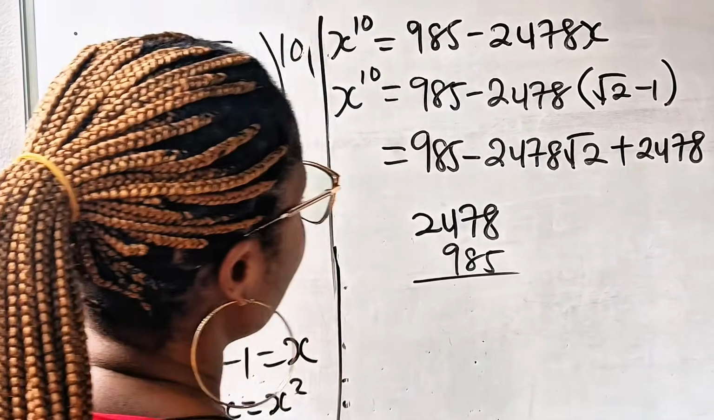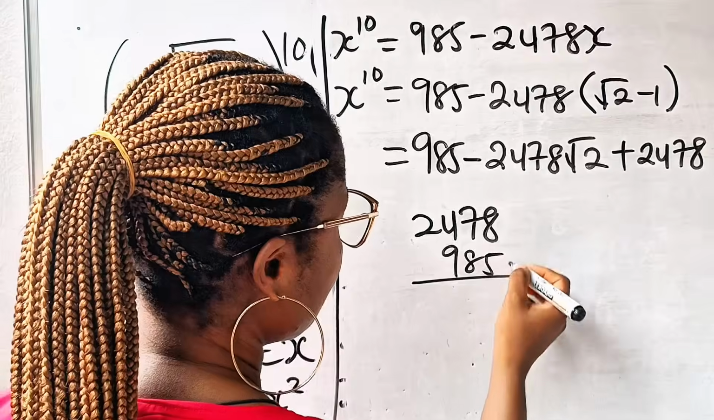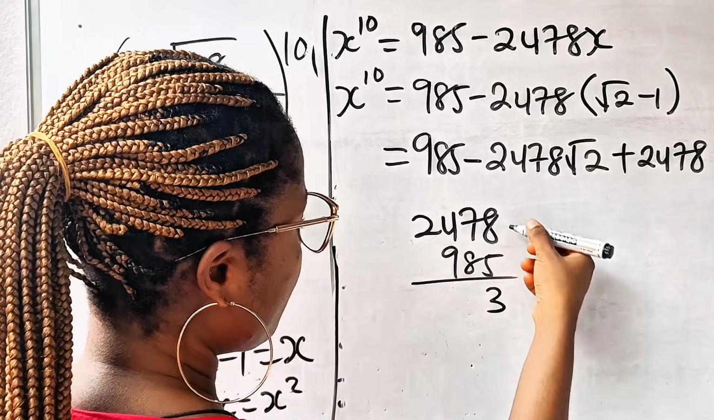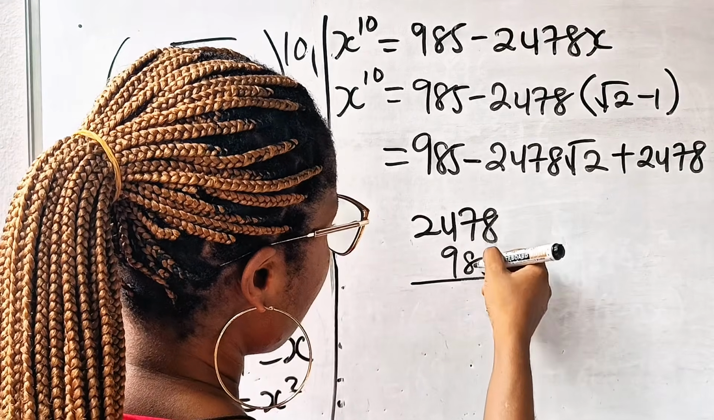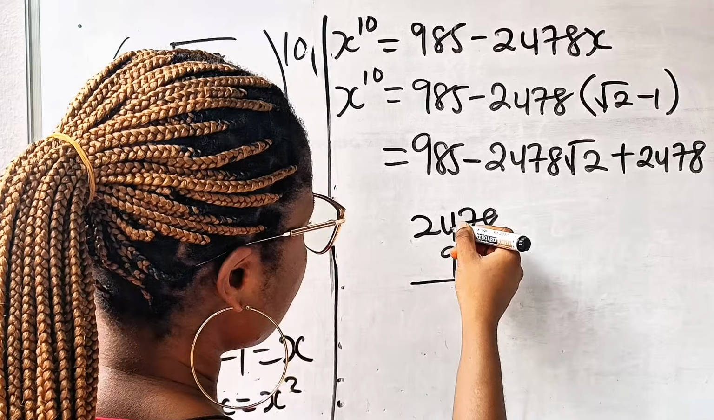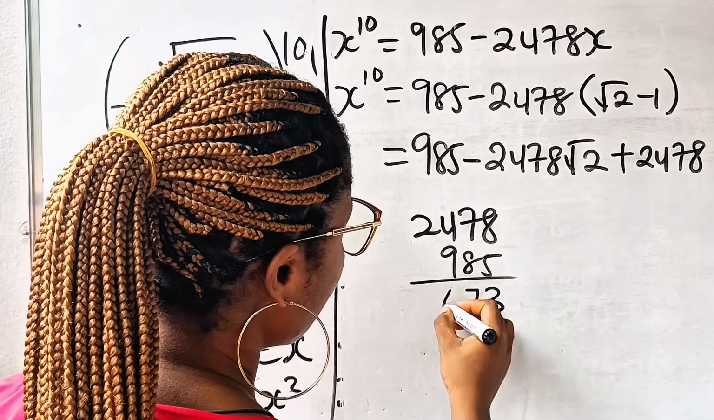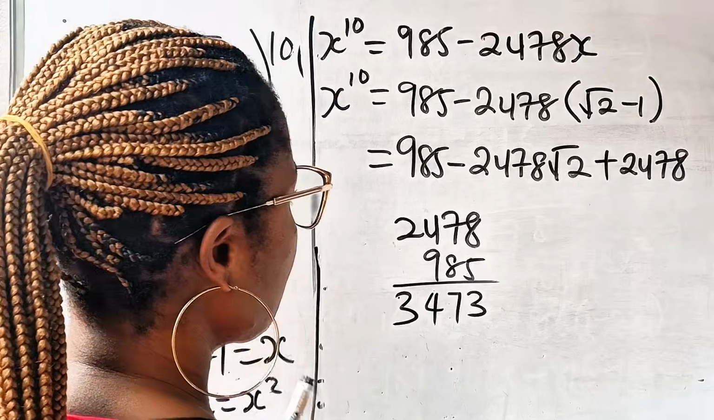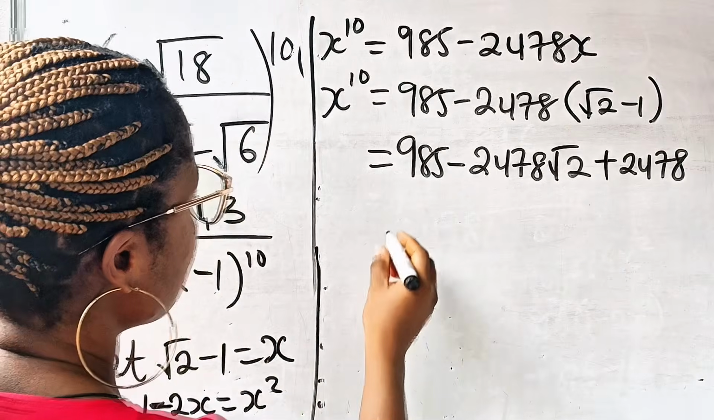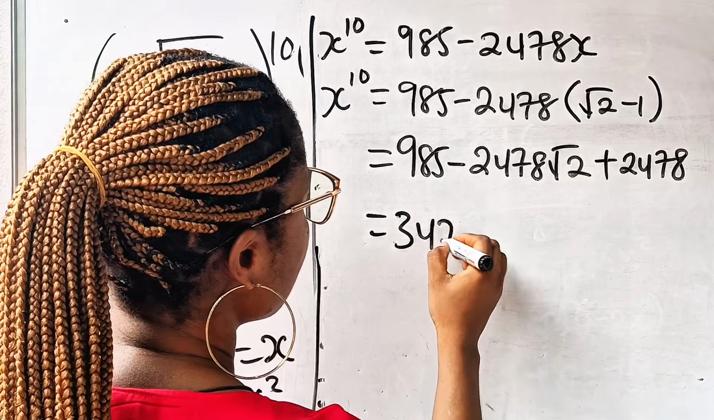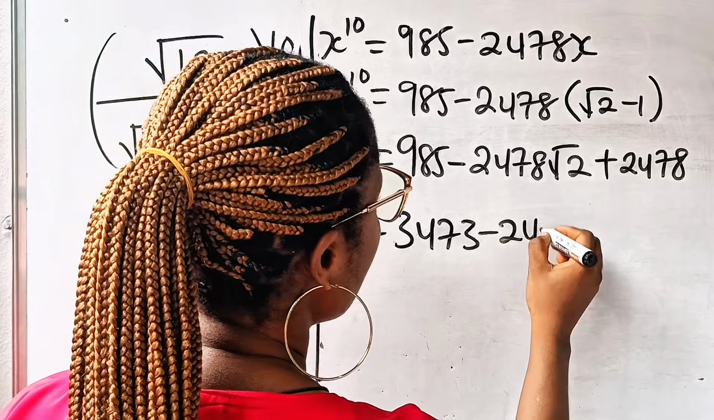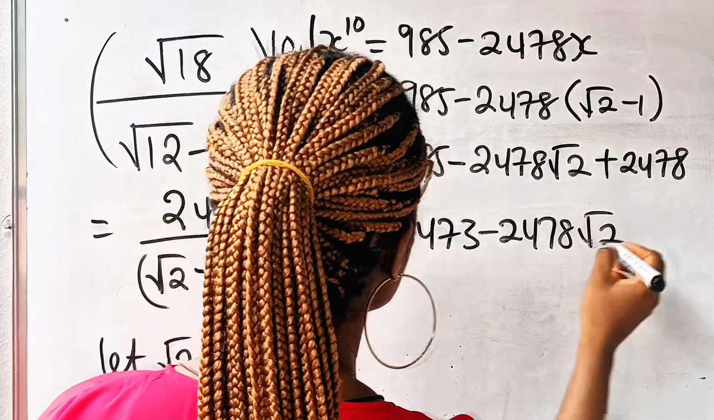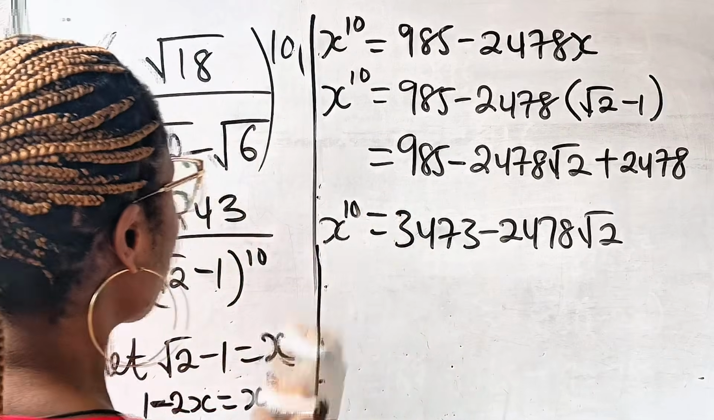So we continue. 8 plus 5 is 13. We carry 1. 9 plus 8 is 17. Carry 1. 9 plus 5 is 14. Carry 1. So we have 3473. So this is equal to 3473 minus 2478 root 2. That is x to the power of 10.